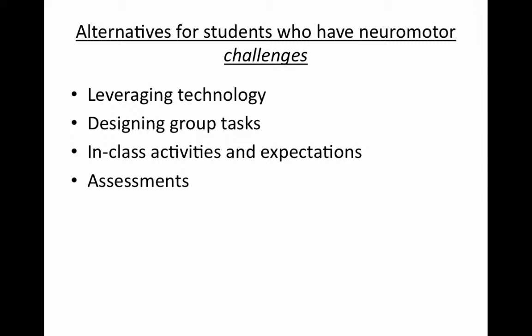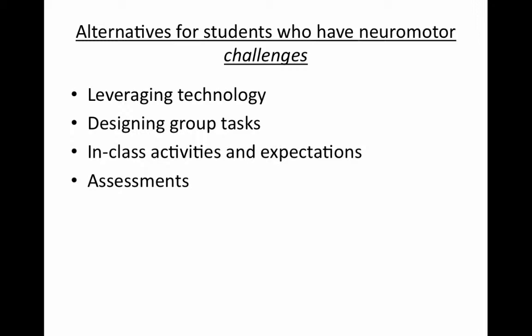In terms of leveraging technology, of course we've talked about ways technology can be used to bypass graphomotor weakness. However, the use of technology is not limited to that. For example, another way to leverage technology may be to allow students to compare computer models instead of using concrete manipulatives if that student has fine motor weakness.